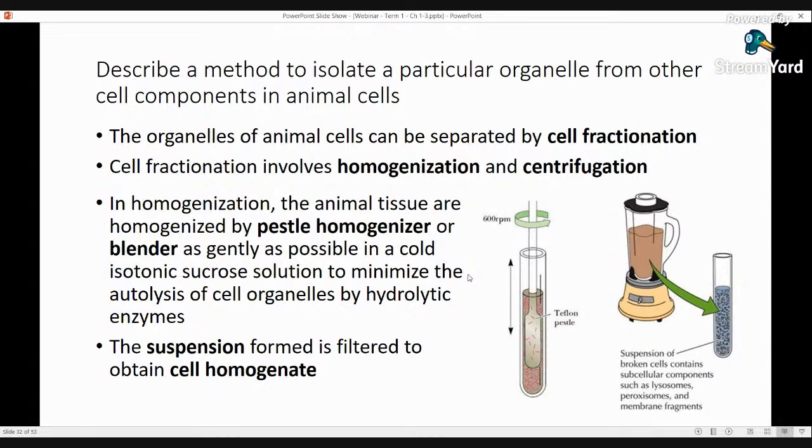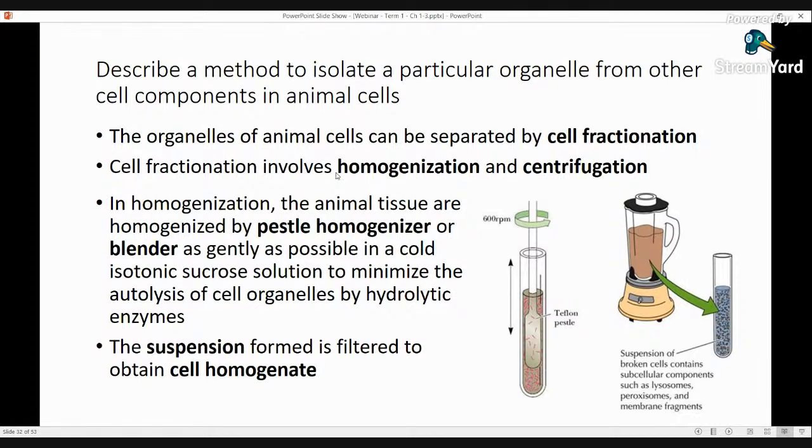The other topic is cell fractionation. I think students know what cell fractionation is, but how to actually carry out the cell fractionation is not so familiar. So today we would like to discuss how the cell components and organelles in animal cells can be isolated or separated by cell fractionation.